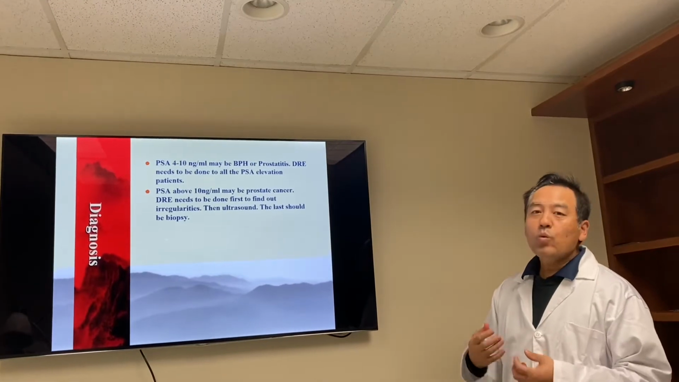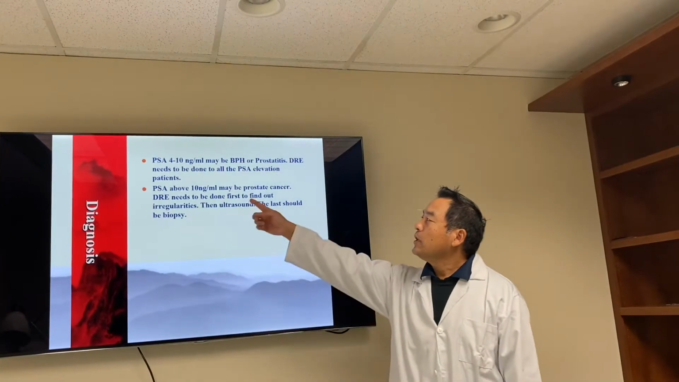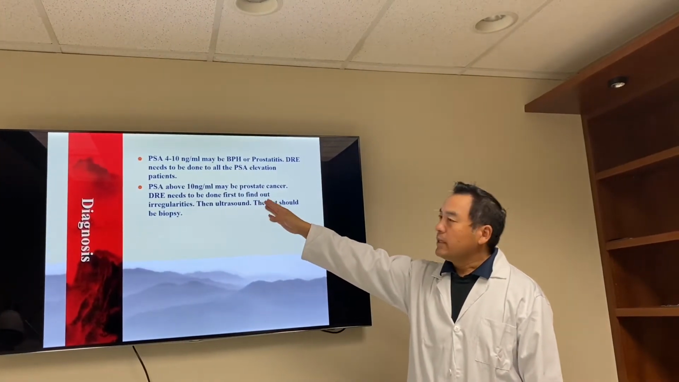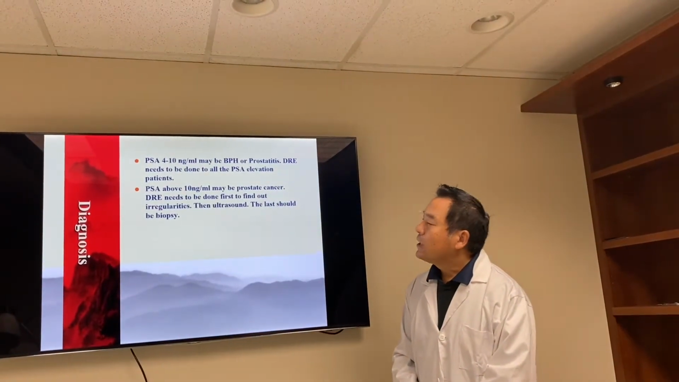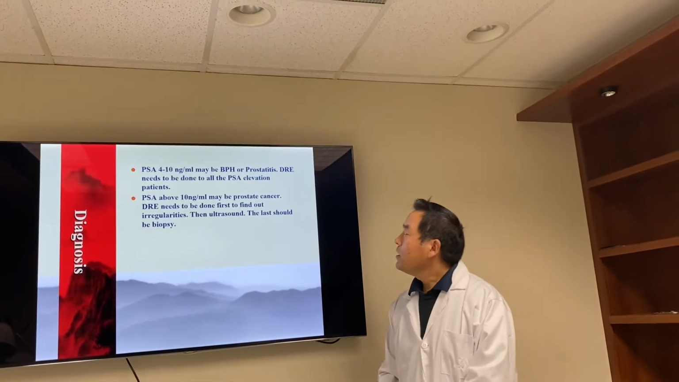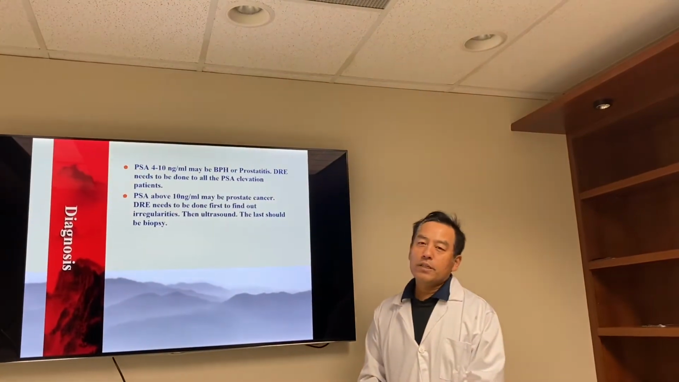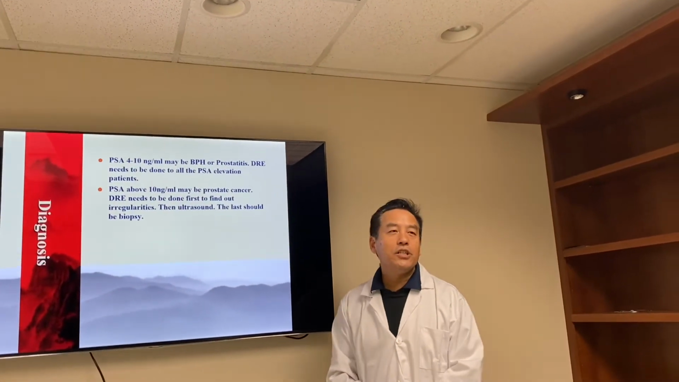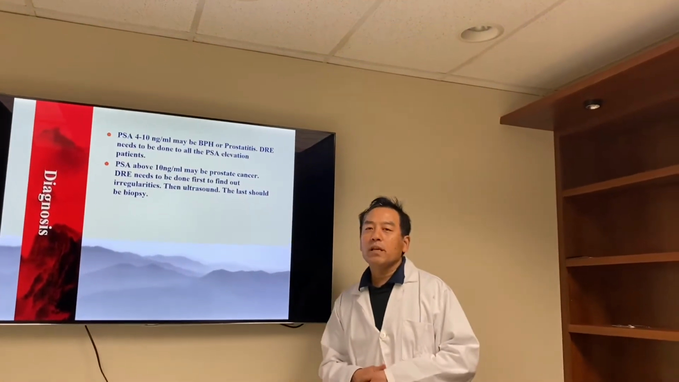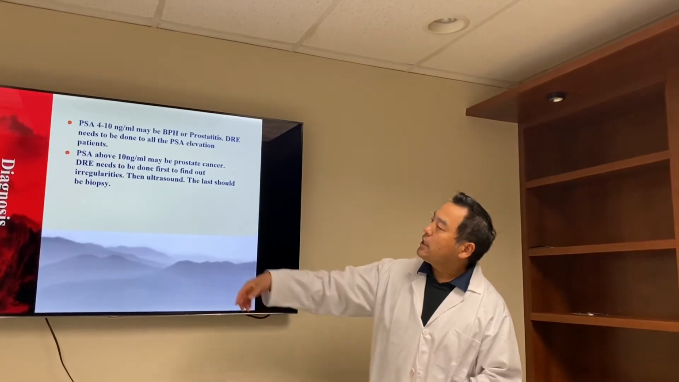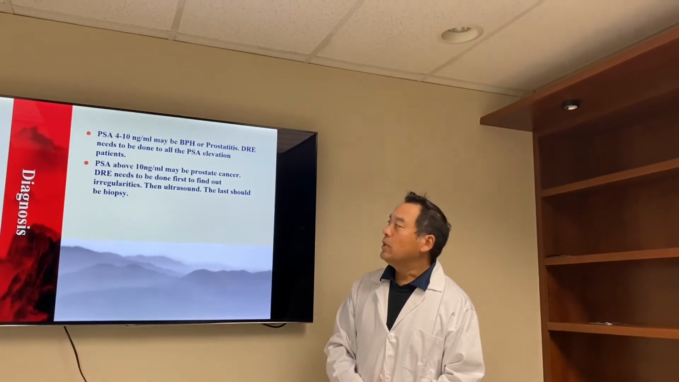So what do the PSA levels mean? Usually a PSA level in the abnormal range of 4 to 10 nanograms per milliliter may be benign prostatic hypertrophy or prostatitis. Usually, I prefer the urologist to do the DRE, digital rectal exam, first for all PSA elevation patients. PSA above 10 nanograms per milliliter may be prostate cancer.